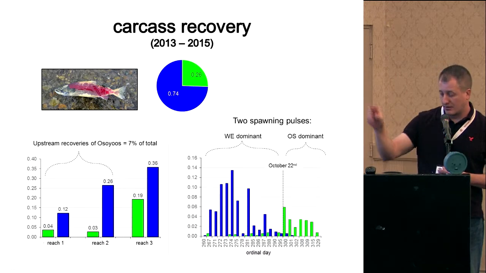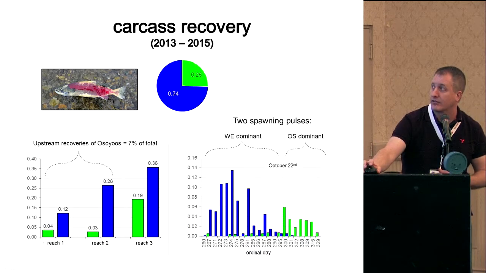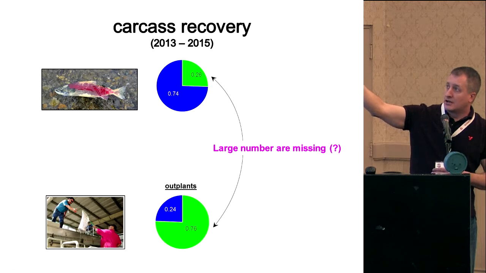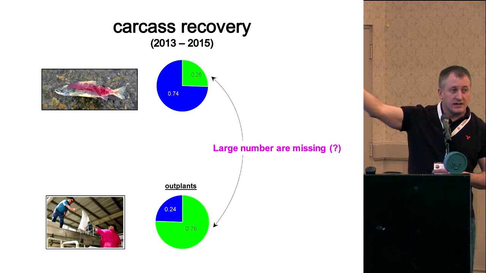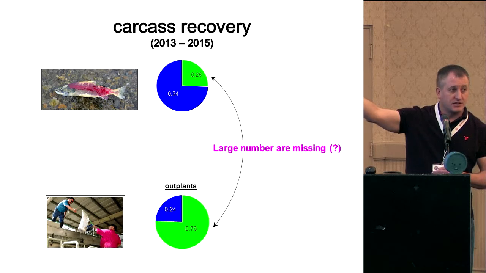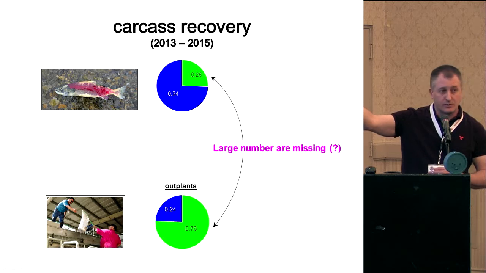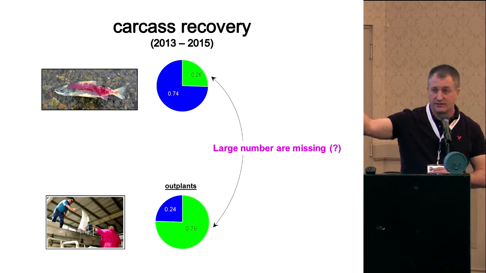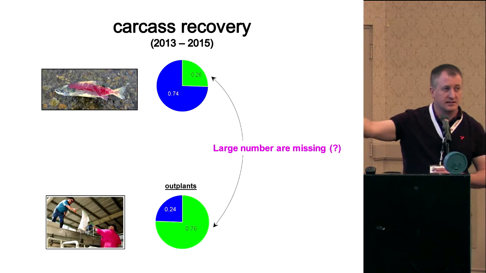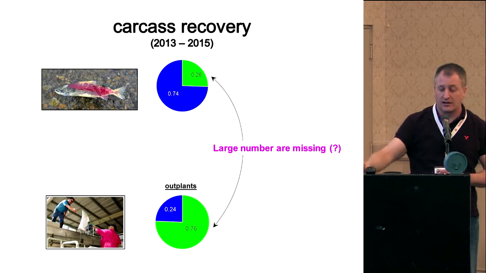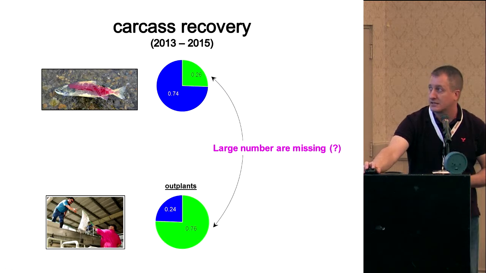Okay? So I'm getting kind of ahead of myself here, but I did want to show you that, remember, average carcass recovery is going to be about 74% Wenatchee fish. So in the 3 or 4 years that we've done this, 74% of the carcasses we recovered have been Wenatchee fish, but I told you earlier that 76% of the fish being outplanted are Soyuz fish, right? We're not really recovering a lot of those when we do these surveys in these 3 reaches.